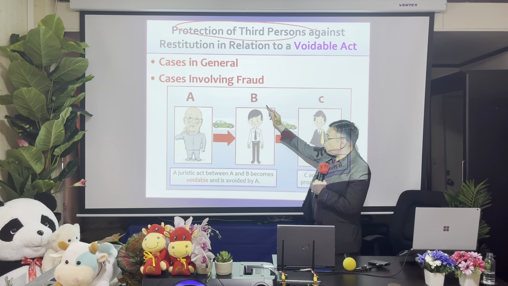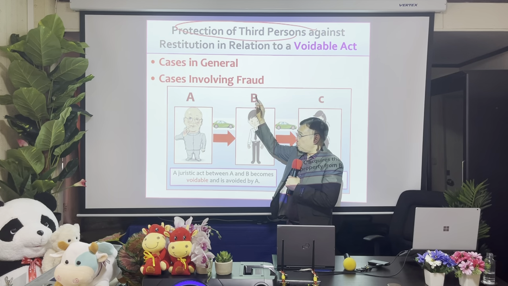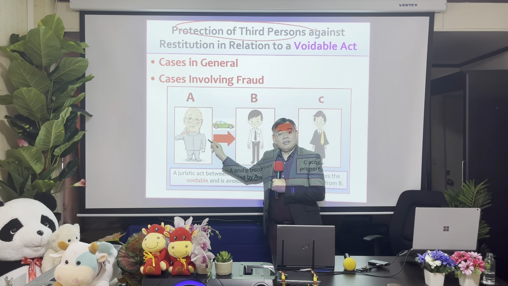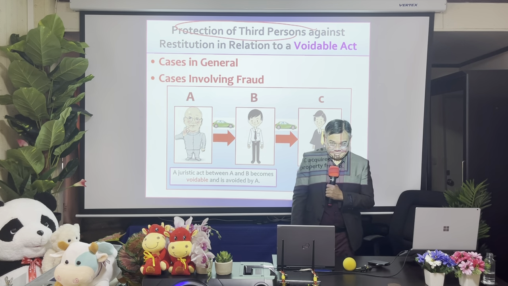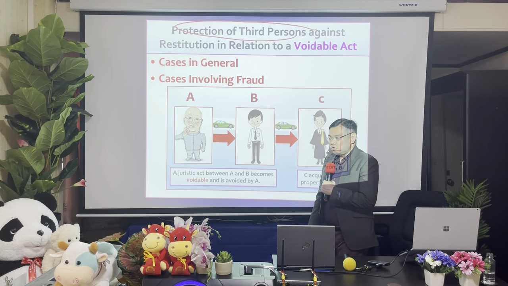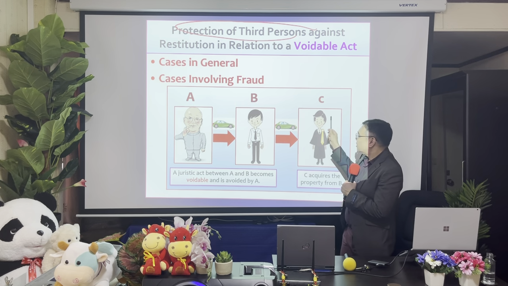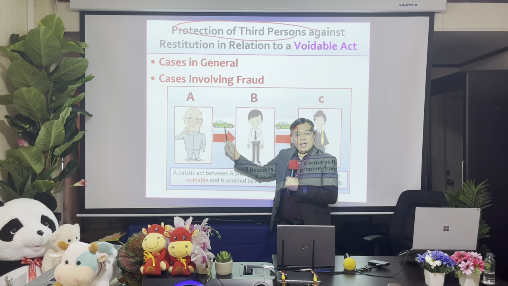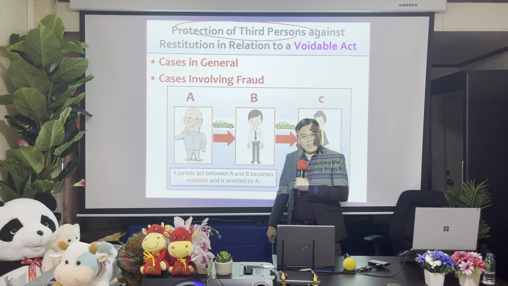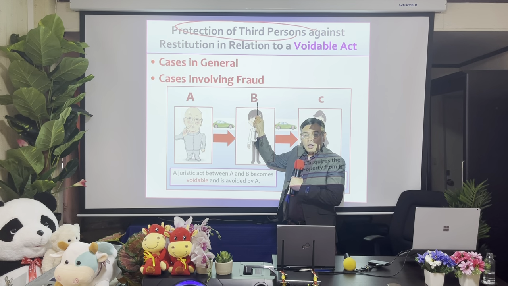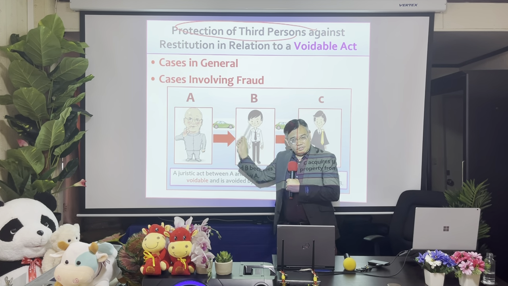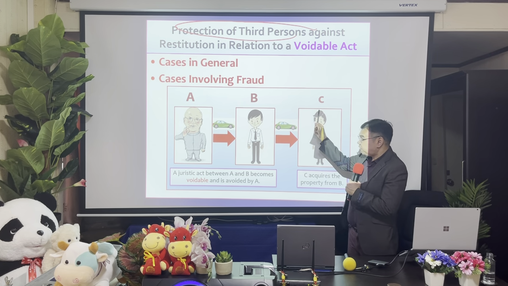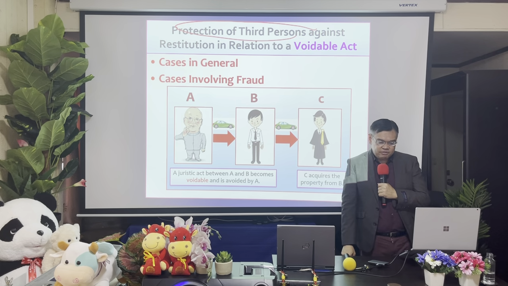In this case, restitution is impossible, so B will have to pay damages to A instead. It is not possible for A to demand that C return the car to A, but A will have recourse against B. A will have to demand that B pay damages in compensation for the impossibility of the restitution, according to section 176, paragraph 1.